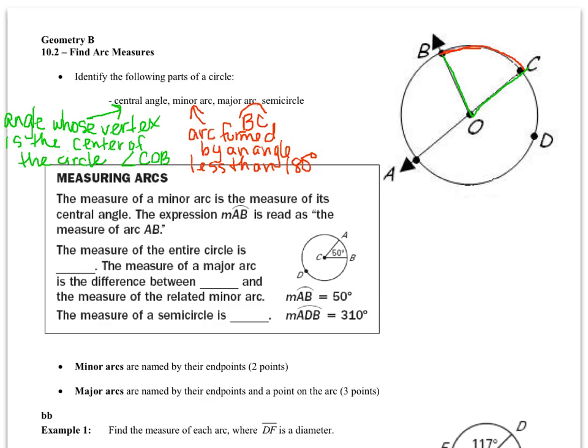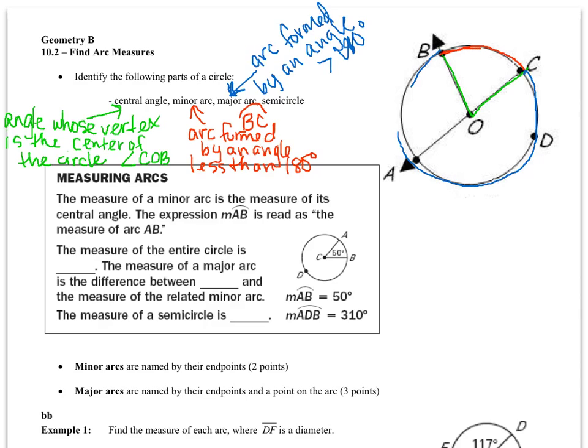A major arc, I'll do that in a different color again. A major arc is an arc formed by an angle that is greater than 180 degrees. So if I start here at C and go all the way around to point B, this right here would be a major arc. And I would label that one arc, and my two endpoints are B and C, so I'm going to have to put the B and the C in there, and then I'll have to put another point that's on that arc in between them. So I could use A or D. I'll just put A in there, arc BAC. That's one way I could label that arc.